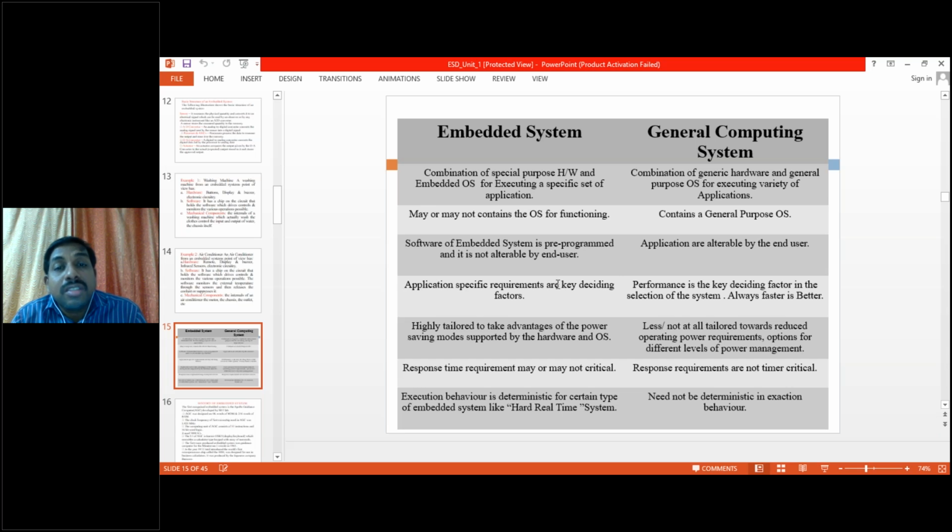The processor can be an application specific integrated circuit, or a complex programmable logic device, or a digital signal processing chip, or a PLD. So we are not using normal processors. We can design a specific processor, or if it is a small application such as electronic toys, you can use a general purpose processor, but still the processor used in embedded system is special purpose. It is meant for only some application. So that's why it is a combination of special purpose hardware and embedded OS for executing a specific set of applications. The applications are not general, they are unique.